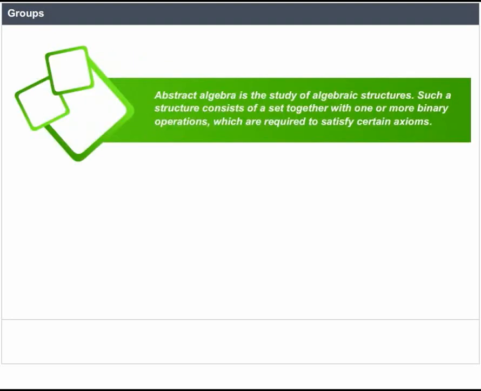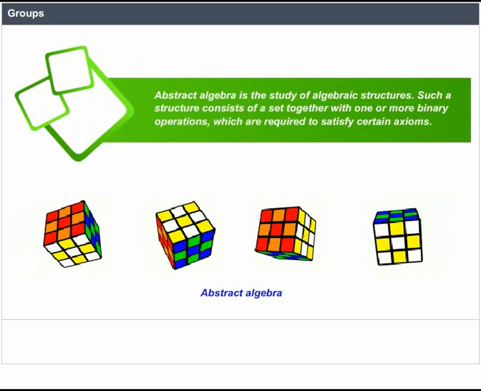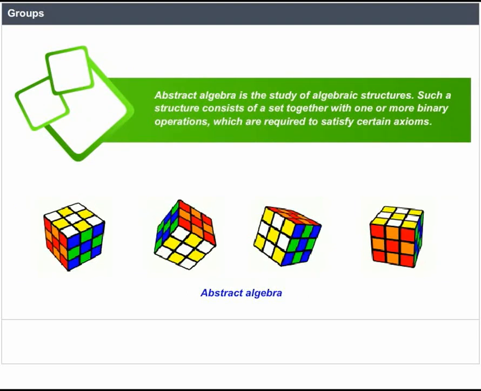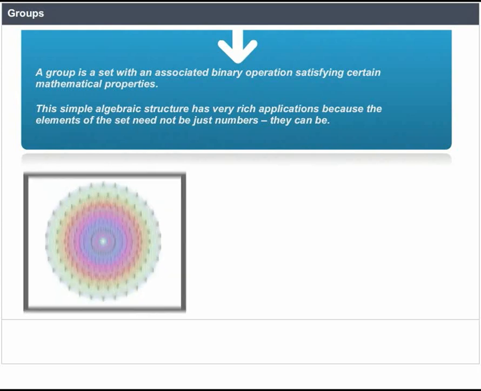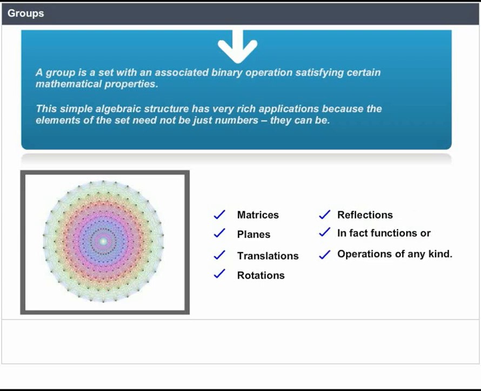Groups. Abstract algebra is the study of algebraic structures. Such a structure consists of a set together with one or more binary operations which are required to satisfy certain axioms. Groups. A group is a set with an associated binary operation satisfying certain mathematical properties. This simple algebraic structure has very rich applications because the elements of the set need not be just numbers. They can be matrices, planes, translations, rotations, reflections, in fact functions or operations of any kind.